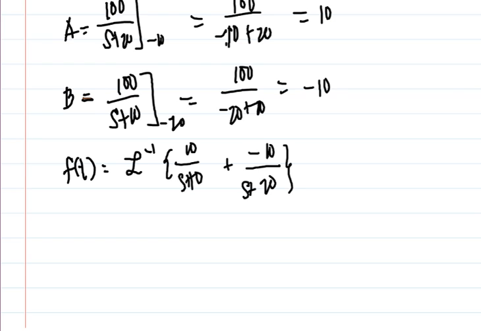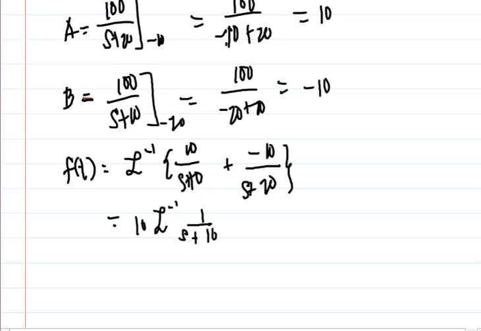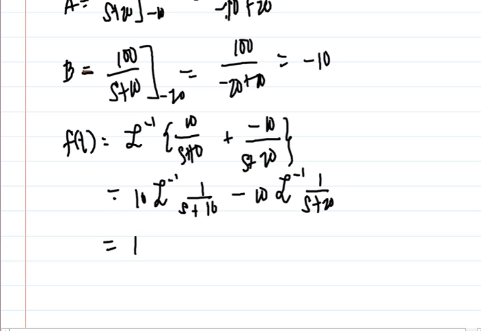So, we can separate the constants. So, this will be equal to 10 times the inverse Laplace transform of 1 over s plus 10, minus 10 times the inverse Laplace transform of 1 all over s plus 20. So, this is equal to 10 e raised to negative 10t minus 10 e raised to negative 20t. This is now our inverse Laplace transform. This is now our final answer.